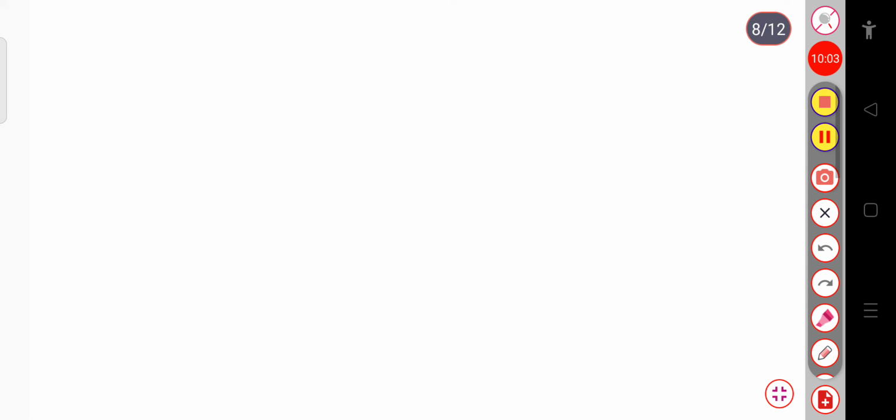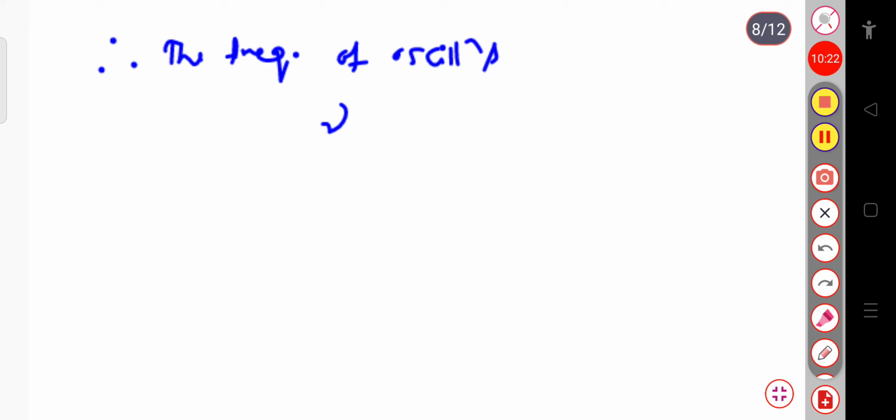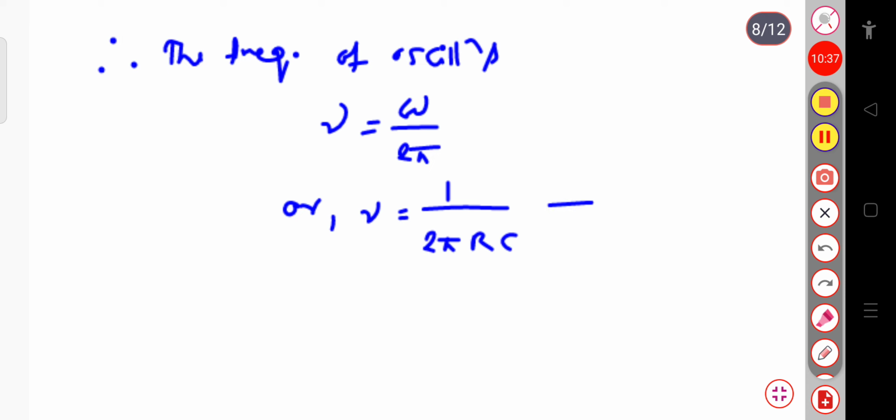Since omega equals 1 by RC, therefore the frequency of oscillation we can write nu equal to omega by 2 pi, or we can write nu will be equal to, omega equal to 1 by RC. So if I put that value, that will be 1 by 2 pi RC. This is suppose equation number 5.